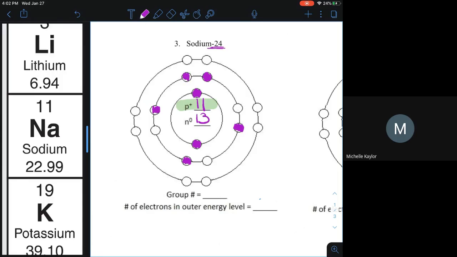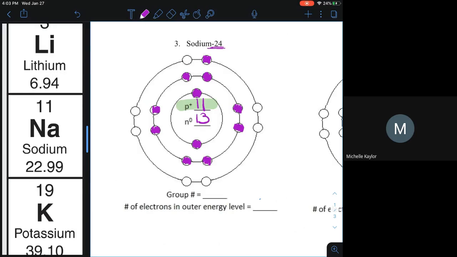So number 7 is going to go on top. Number 8 is going to go on the right. Number 9 on the bottom. Number 10 on the left. That is filled up, but we still have one more electron that we need to put in there. So number 11 is going to go in the third energy level on the top.